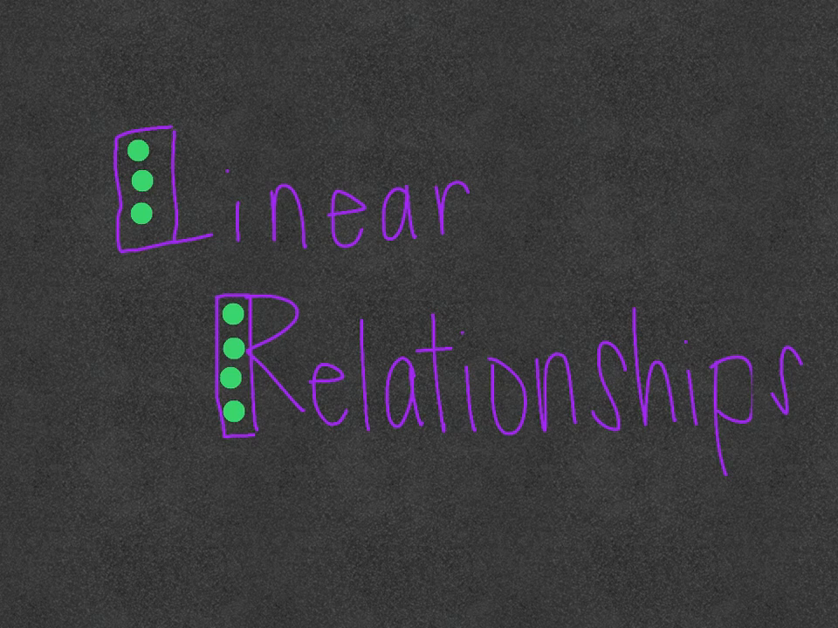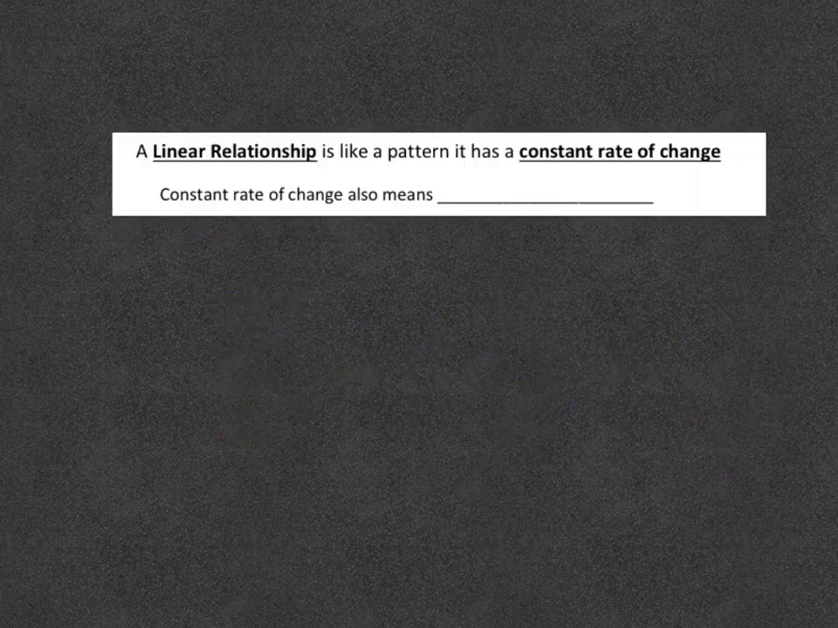This video is going to talk about linear relationships and how to tell the pattern when looking at information in a table. A linear relationship is basically a pattern. Okay, we're going to look today at how patterns are made when we look at tables of information.